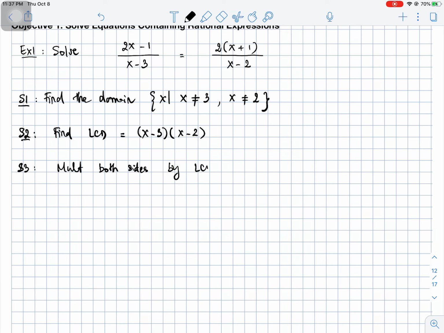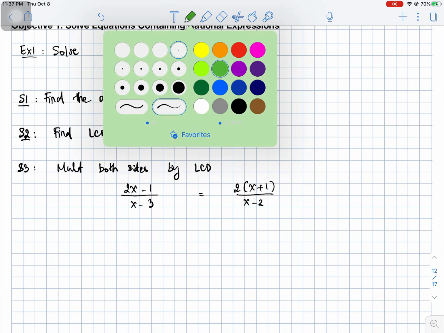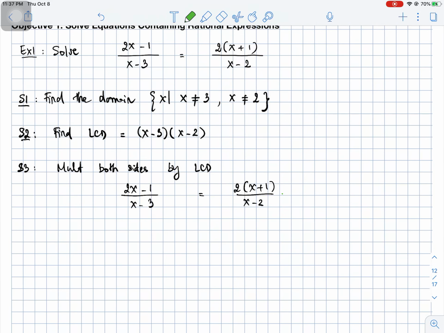Now we write the problem again in step number 3, and we need to multiply both sides of the equation by the LCD. (2x minus 1) over (x minus 3) equal to 2 times (x plus 1) over (x minus 2). This is the original problem. Now we multiply both sides by the LCD.